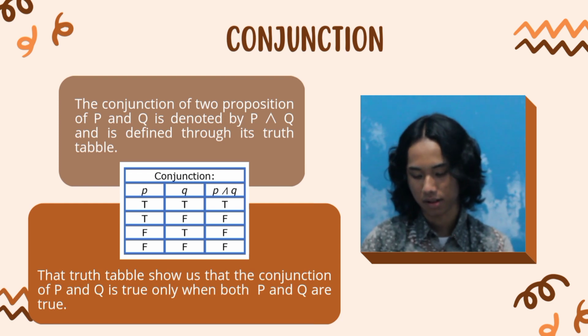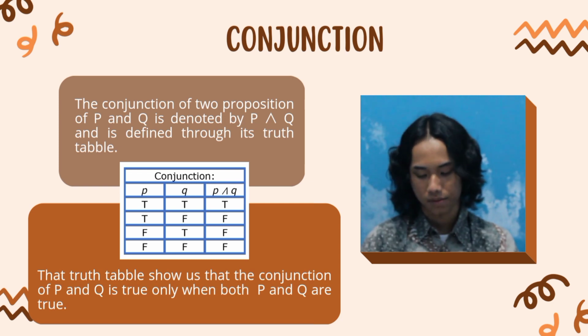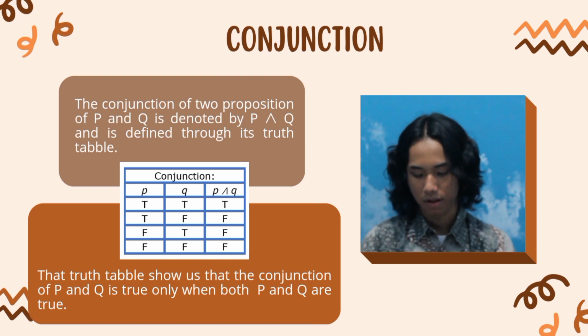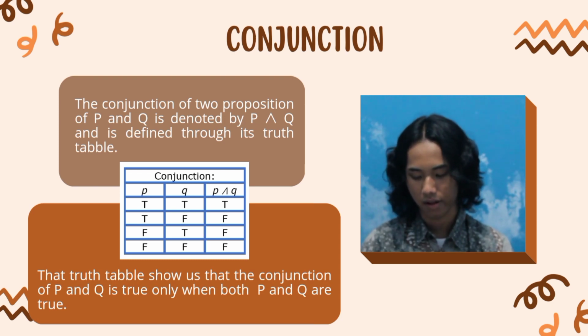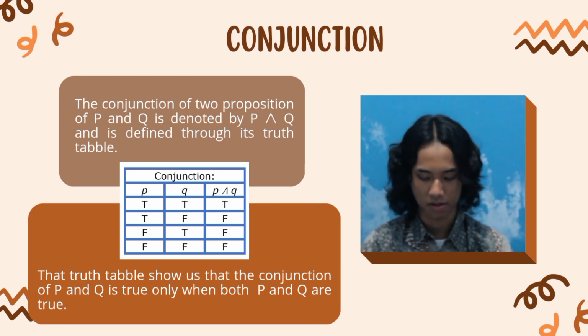Now take a look at the truth table of conjunction. When P and Q are true, P conjunction Q is true. When P is true and Q is false, P conjunction Q is false. When P is false and Q is true, P conjunction Q is false. When both P and Q are false, P conjunction Q is false.